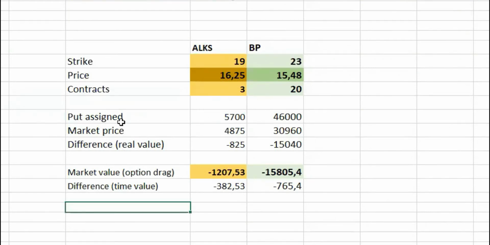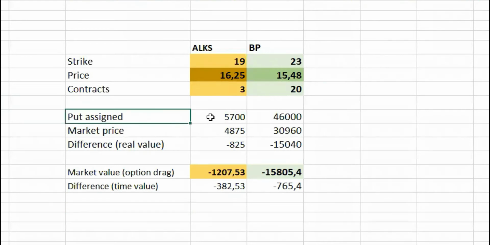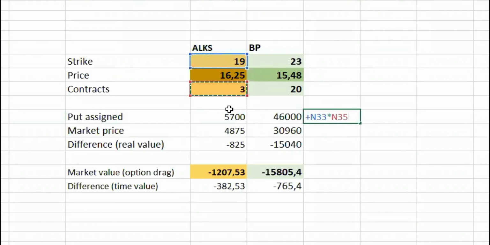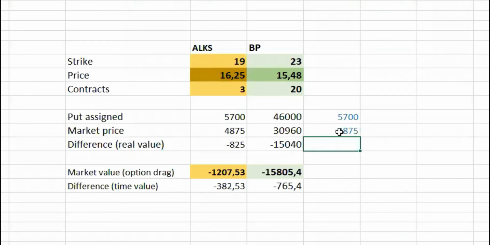Now let's proceed with the calculations. If the puts were assigned, how much would we have to pay? 5,700. Where is this number coming from? Well, if the puts were assigned, it would be the strike price times the number of contracts times 100 shares in one contract. The market price would be the price that shares are trading at today, and 3 contracts times 100, 4,875. When we subtract one from the other, we get the difference, which is the real value.